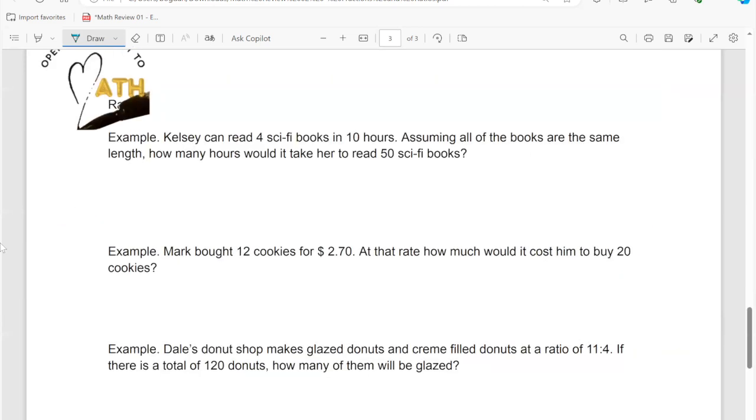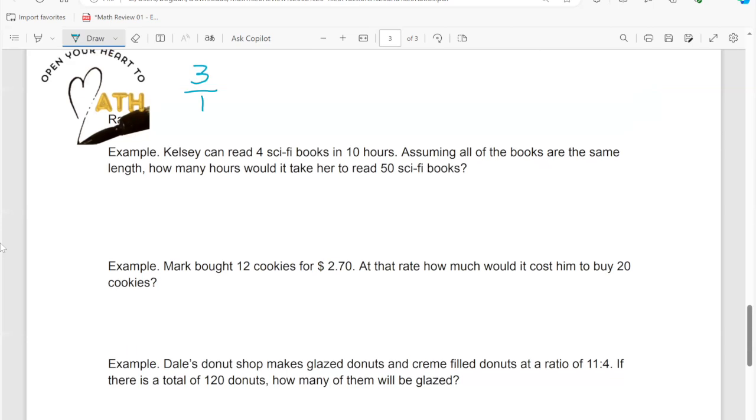Now let's practice some ratios. So for example, Kelsey can read 4 sci-fi books in 10 hours. Then I can change that into a rate where I say, Kelsey reads 4 books in the time of 10 hours. So that becomes 4 over 10 books per hour, okay? That's the rate that Kelsey is going to read.